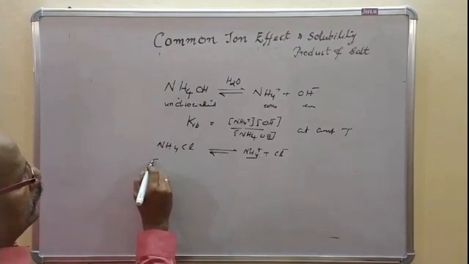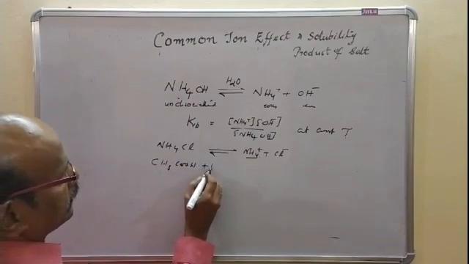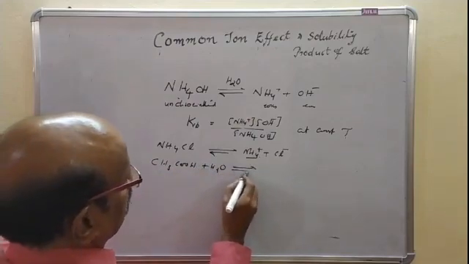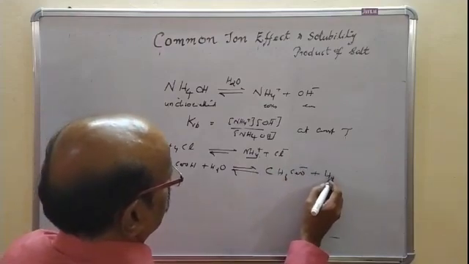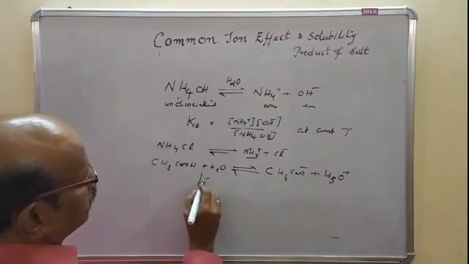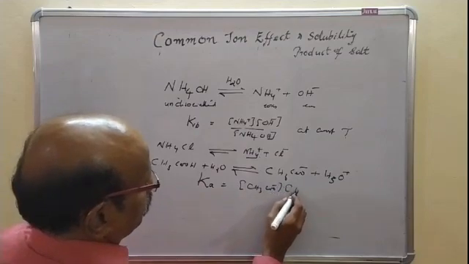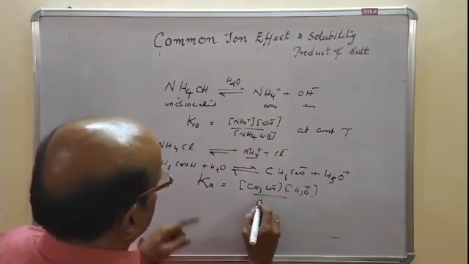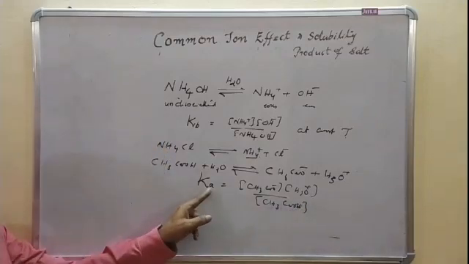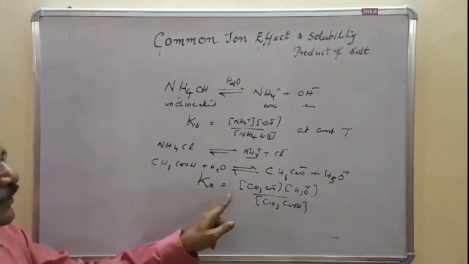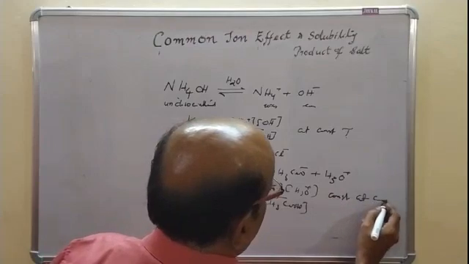Here is another case. Consider the dissociation of acetic acid in water. Acetic acid dissociates as CH3COO minus plus H3O plus, so that the equilibrium constant Ka is equal to the concentration of CH3COO minus times H3O plus divided by undissociated acetic acid. This dissociation constant Ka of the acid is always a constant at constant temperature, as you know.